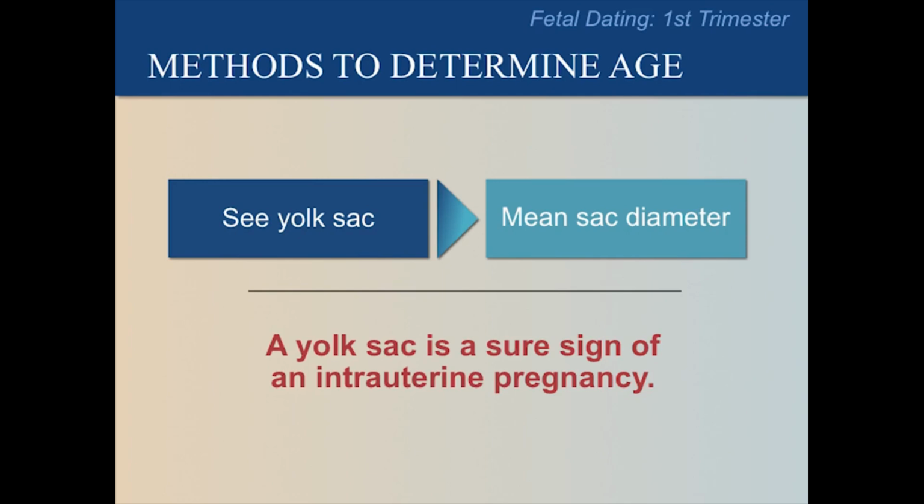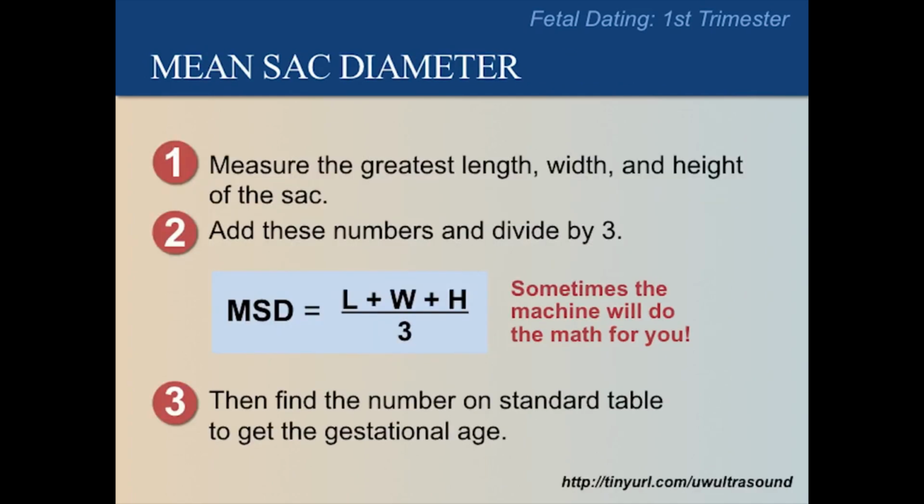Note that there is a rare situation in which a woman can have both an intrauterine pregnancy and an ectopic pregnancy. This is quite rare, but more common in women who have undergone in vitro fertilization to improve chances of pregnancy. To find the mean sac diameter, follow these steps. First, measure the greatest length, width, and height of the sac.